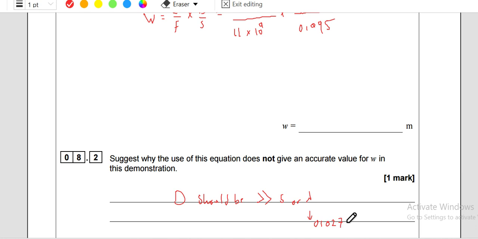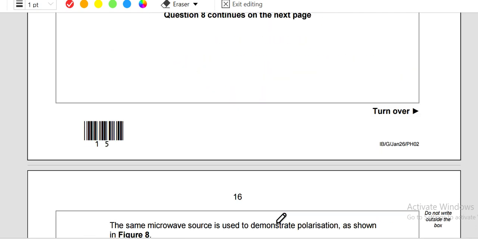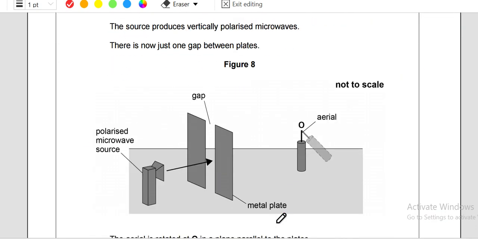The same certainly goes for s, which is 9.5 centimeter, almost 10 centimeter. So although D is about 7 times greater, this is not enough. As I said, it should be at least 100 times greater.